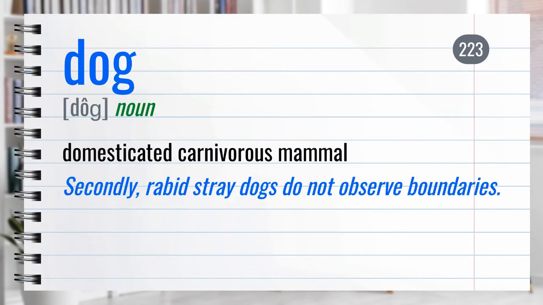Dog. Dog means domesticated carnivorous mammal. For example, secondly, rabid stray dogs do not observe boundaries.